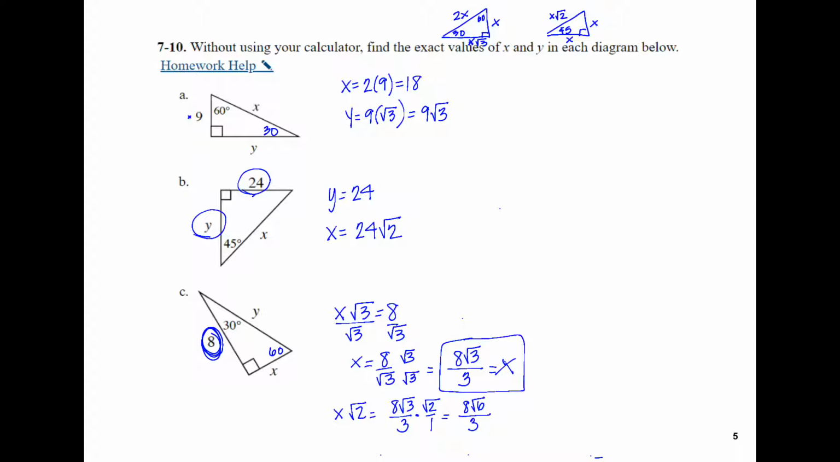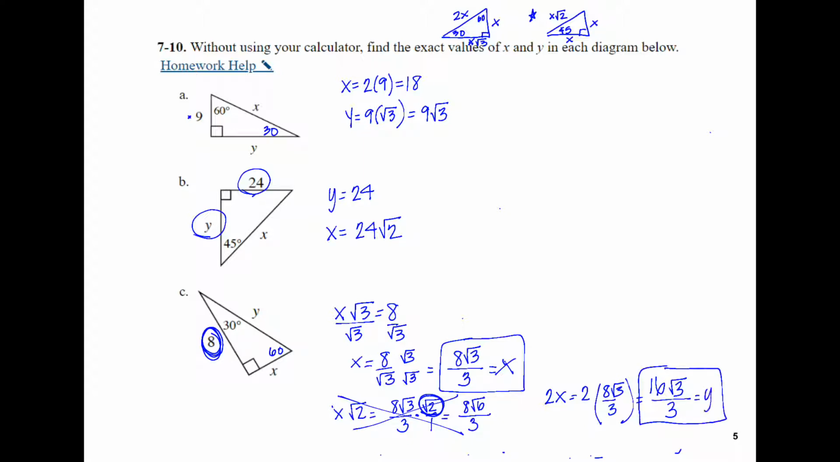Multiply your denominators or your fractions straight across. Except you need to be very careful, because when we multiplied by the square root of 2, we were actually looking at the 45, 45, 90 triangle. We need to multiply our x by a whole 2. So it's okay to make mistakes, just cross it out and rewrite this as 2 times x. So if we do 2 times 8 root 3 over 3, we get 2 times 8, which is 16, root 3 over 3. 16 is not divisible by 3, so we have what y equals in the simplest form.